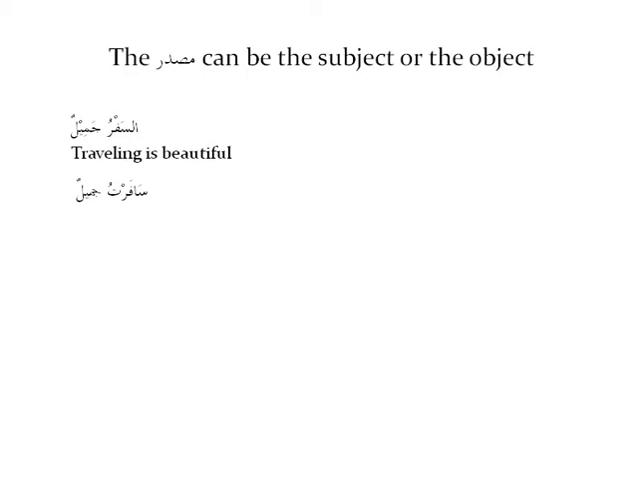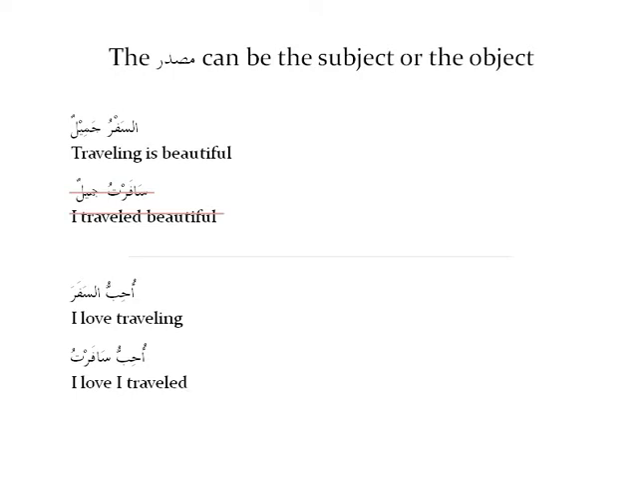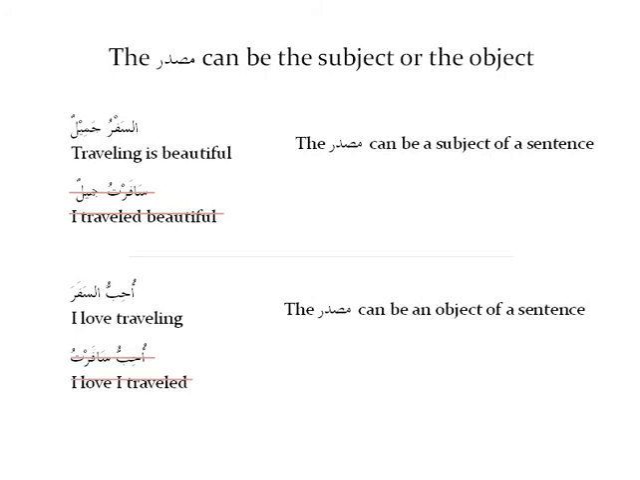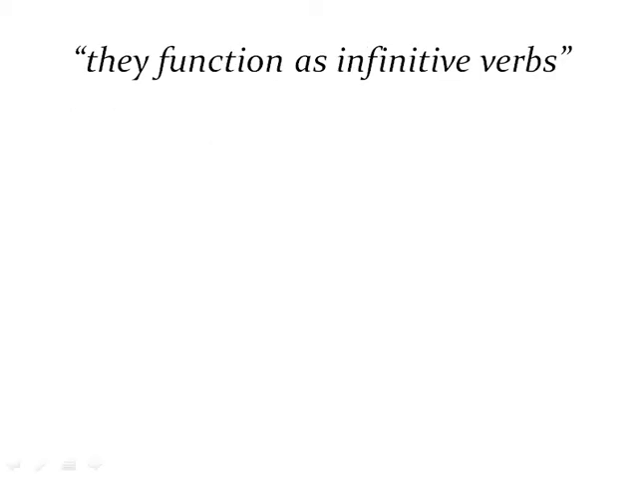That's quite silly. Similarly, you can make a masdar into an object, which is something only nouns can do. I can say, uhibbu al-safar, I love traveling. And only nouns can be objects. I can't say, for example, uhibbu safartu, I traveled. So inshallah, that's a little bit clearer for us. The masdar is a noun, in that it can be a subject of a sentence or the object of a sentence.